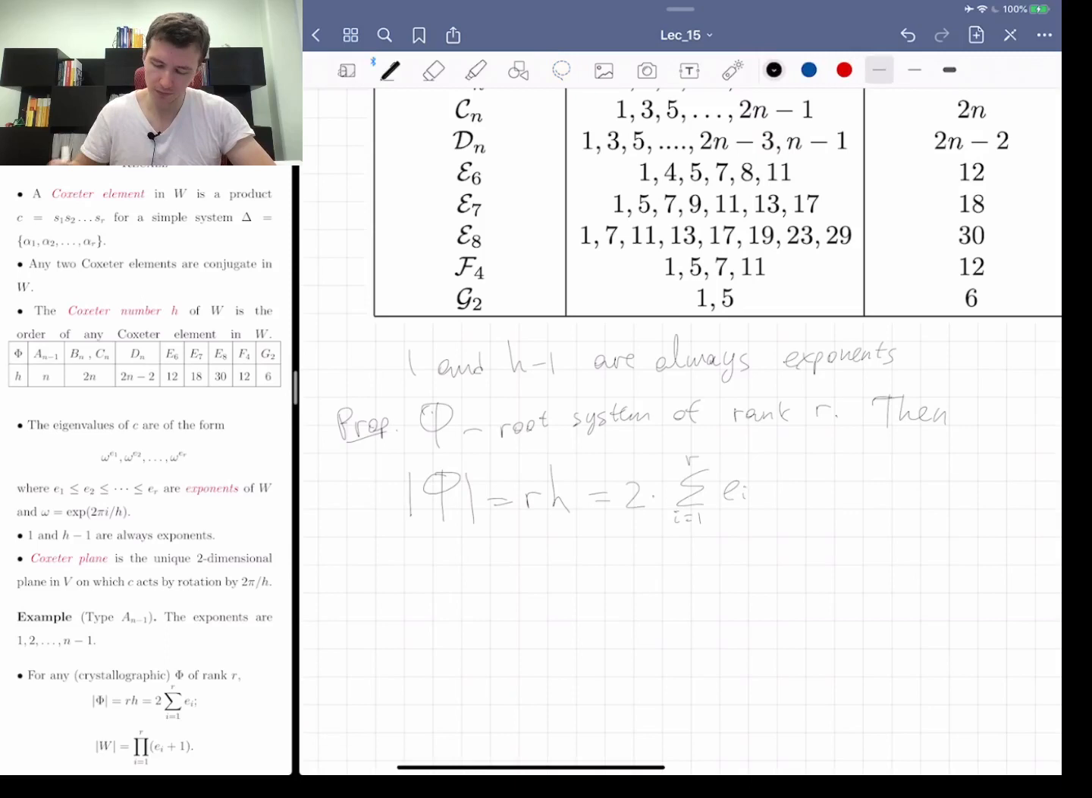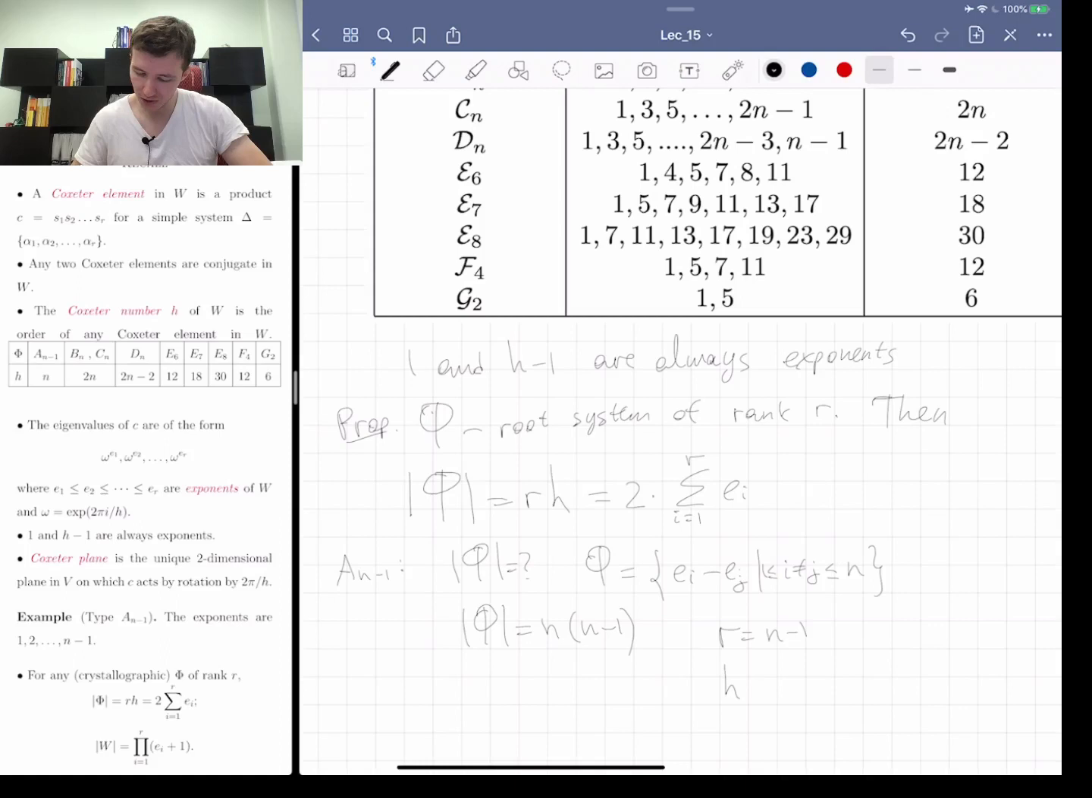Okay, so for type A_{n-1}, what is the number of roots? Well, the roots are of the form e_i minus e_j, where i is not equal to j, and they are both between 1 and n. If i was less than j, there would have been n choose 2, but since we are taking both positive and negative roots, the size of the root system is n times n minus 1. And what is R? R is the rank, the number in the subscript, so that's n minus 1. What is H? H is the period of the long cycle, so it's equal to n, so it works.